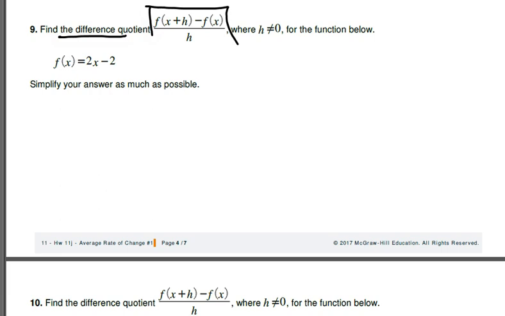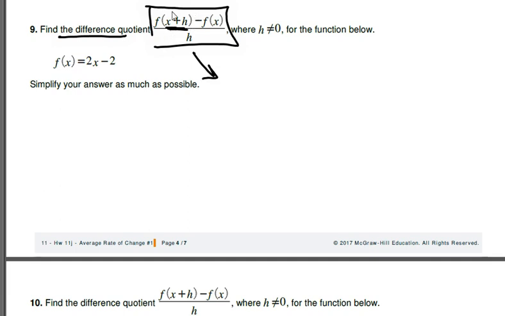All right, on to something pretty much purely mathematical here. Let's find the difference quotient, and oh, that's nice, they gave us the difference quotient formula: f of x plus h minus f of x over h, where h is not equal to 0. Whew, that was a close one. For the function below, f of x equals 2x minus 2. Then they want us to simplify our answer.